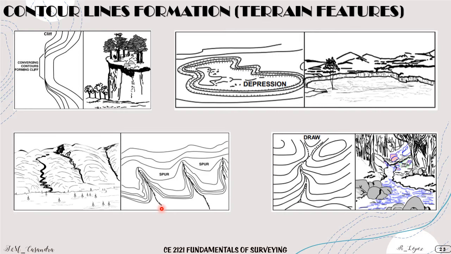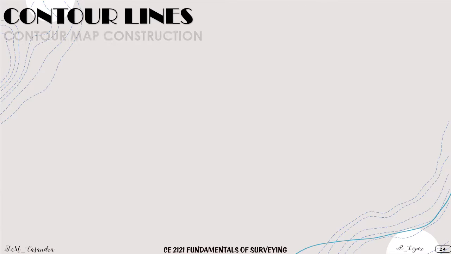Then we have your spurs. So this is the feature between two mountains or hillsides. You have your draws, which are examples of your valleys. Okay, so next we have your contour map construction.